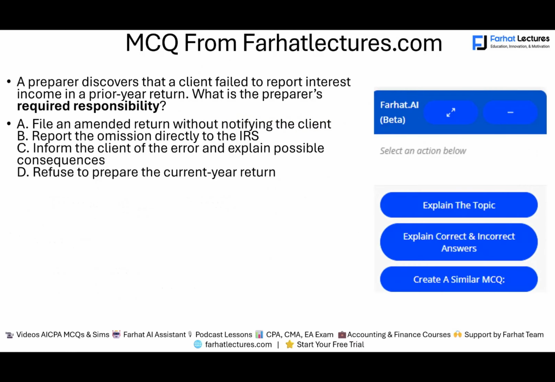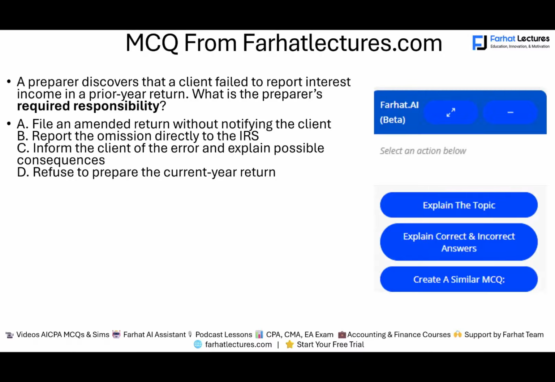Let's take a look at this multiple choice question from farhatlectures.com. A preparer discovers that a client failed to report interest income in a prior year. So you find an error that the taxpayer did not report certain income, interest income. What's the preparer's required responsibility? As a preparer, what do you have to do if you learn that the client did not report certain income in the prior year?